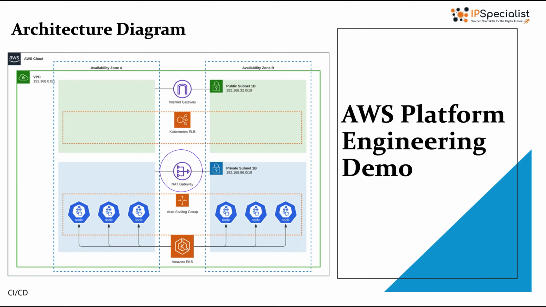sits in the public subnet to allow the worker nodes in the private subnets to pull images and updates. Worker nodes are managed by an auto-scaling group, and EKS provides the control plane and Kubernetes API. In short, this is a highly available production-style Kubernetes platform on AWS.